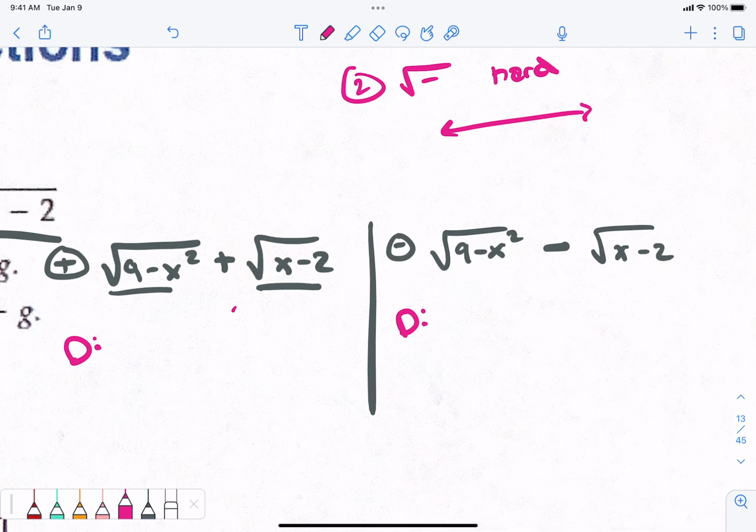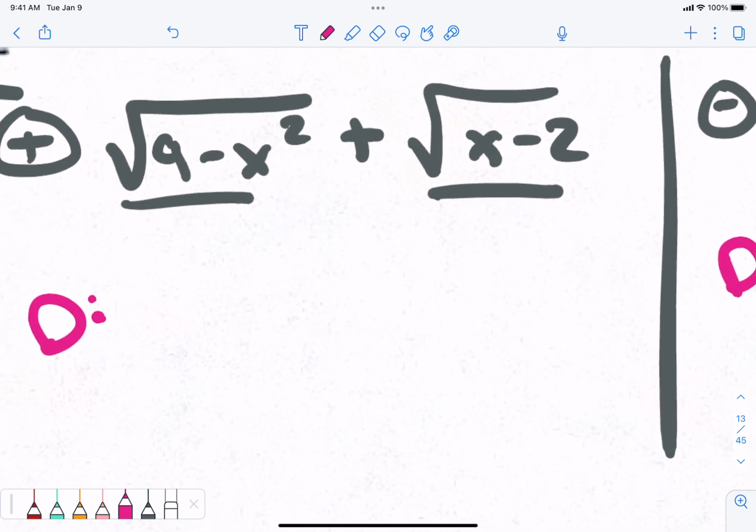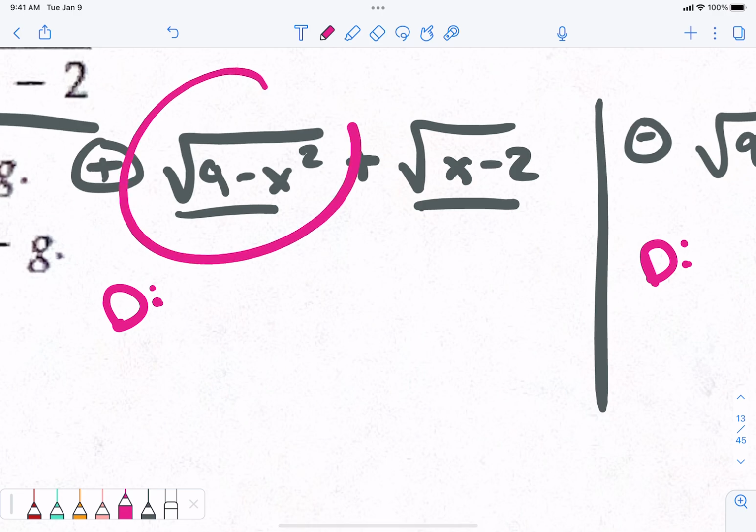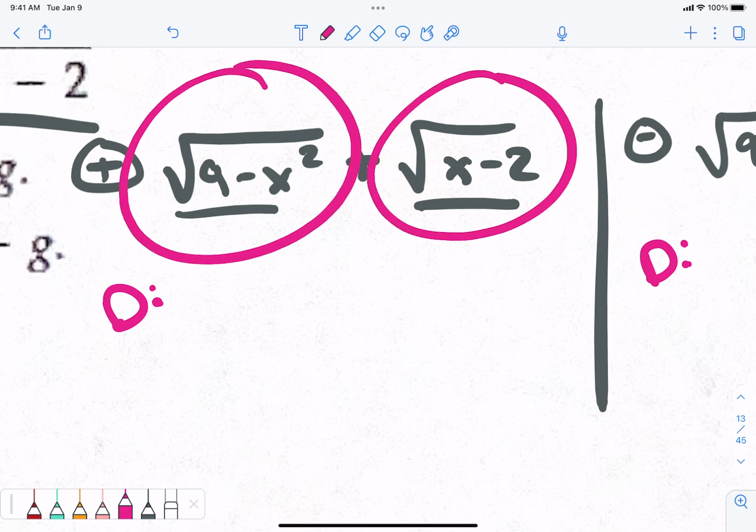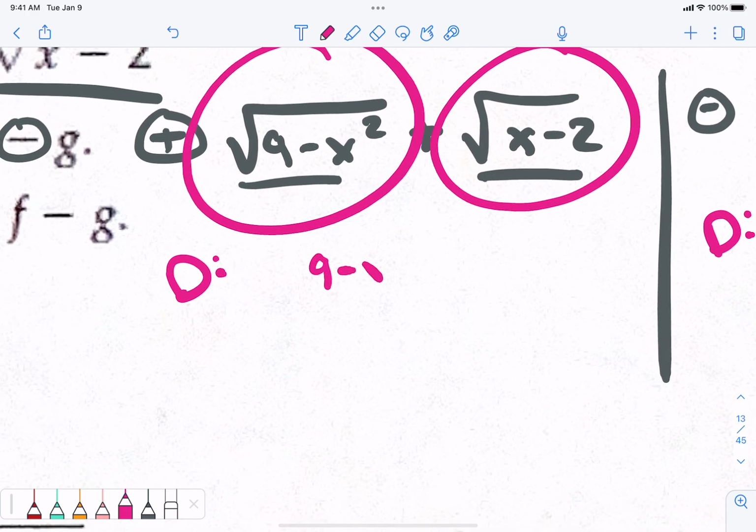Here's what we're going to do. I'm going to find what's called the critical numbers. I have two square roots, this one and this one. How do I find critical numbers from those? Set them equal to 0. So 9 minus x squared, I'm going to set equal to 0.